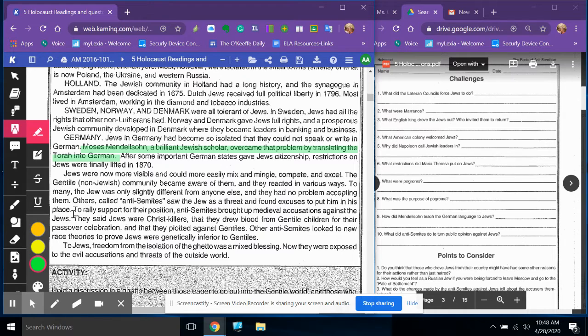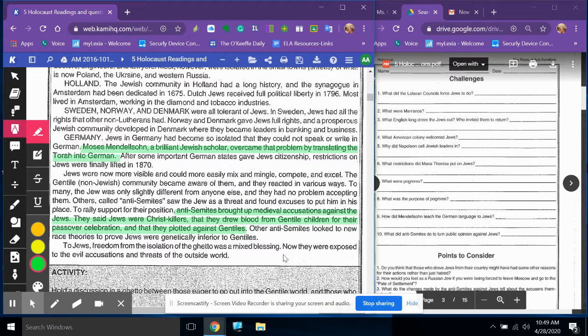To rally support for their position, anti-Semites brought up medieval accusations against the Jews. And by that they mean going back to this idea that Jews caused the plague and things like that. They said Jews were Christ killers, that they drew blood from Gentile children for their Passover celebration, and that they plotted against the Gentiles. Other anti-Semites looked to new race theories to prove that Jews were genetically inferior to the Gentiles.